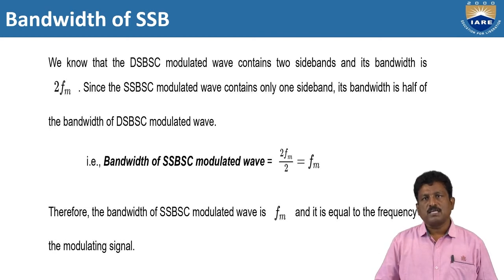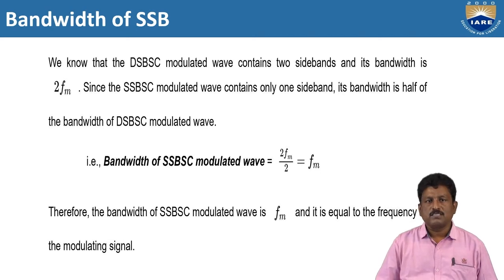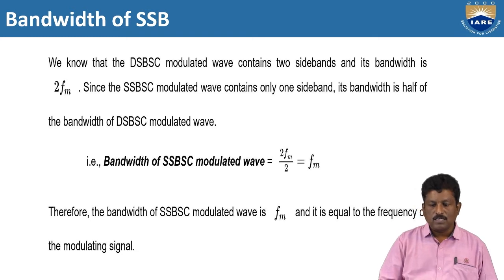Whereas in SSB, we are not transmitting both sidebands. We are transmitting only one sideband. It may be the upper sideband or the lower sideband. If it is the upper sideband, it is FC plus FM. If it is the lower sideband, it is FC minus FM. So the bandwidth requirement becomes less, half of the requirement of the DSBSC or AM signal, since we are transmitting only one sideband.